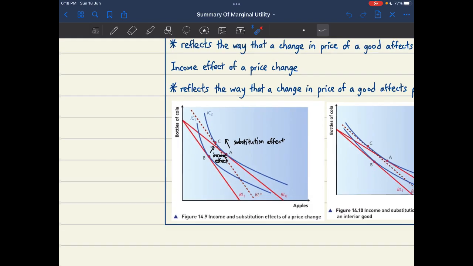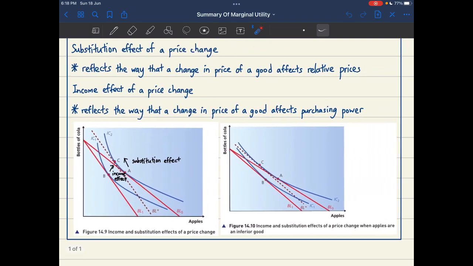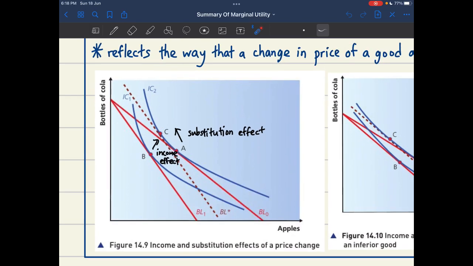Okay, this will be a substitution effect, which is the way that a change in price of a good affects relative prices. We are assuming that the total utility that you want is the same, just that there's a change in prices, so we move the budget line to be tangent with our original indifference curve to see how much has changed in the quantity of apples that we can buy, assuming that we want the same total utility. All right, this will be a substitution effect.